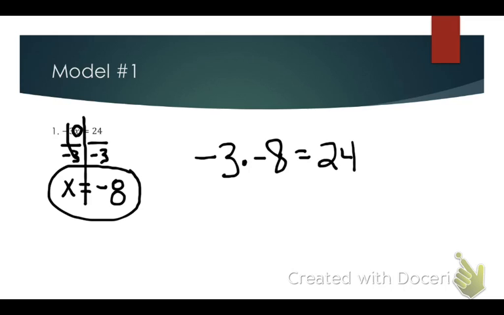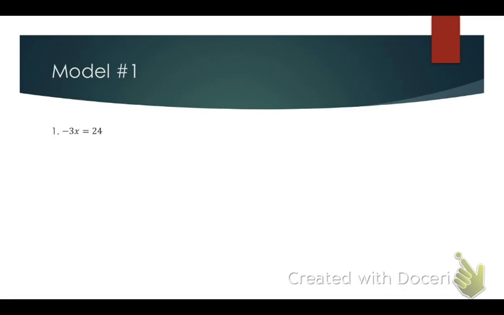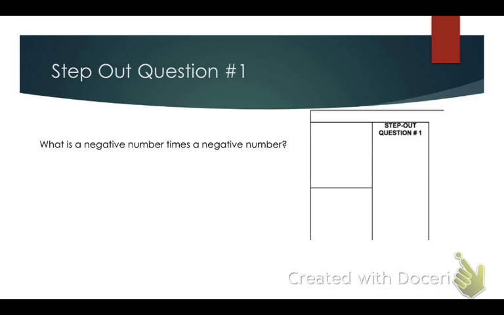So as you can see, there could be errors if you forget your rules. A negative times a negative is a positive. And in this case, a positive divided by a negative is a negative. Which leads us to our step-out question. What is a negative times a negative number? Write that right in your step-out question box for me.